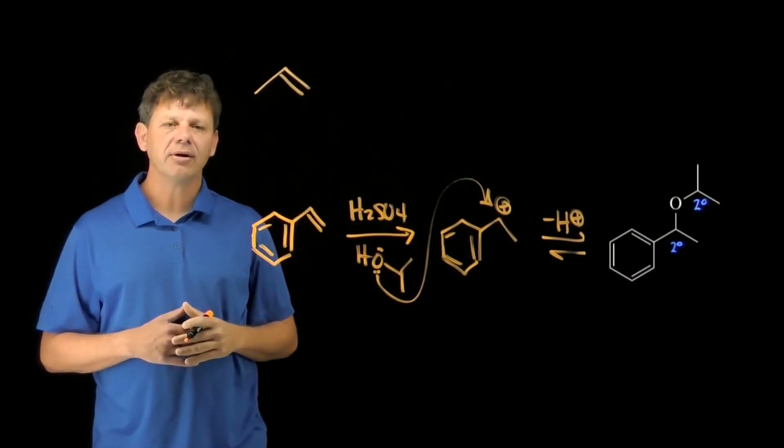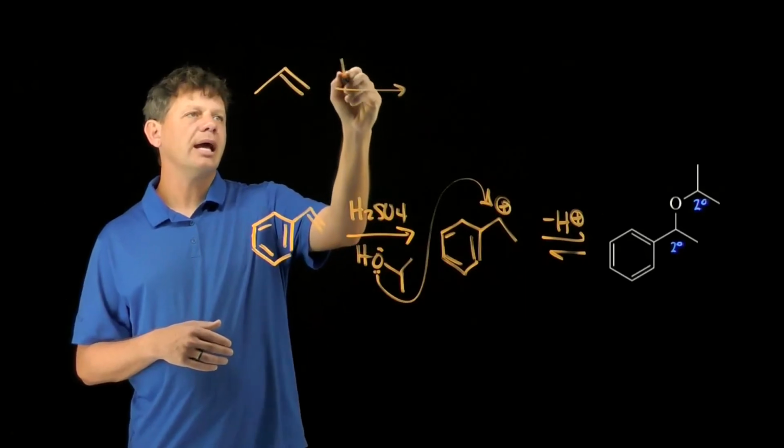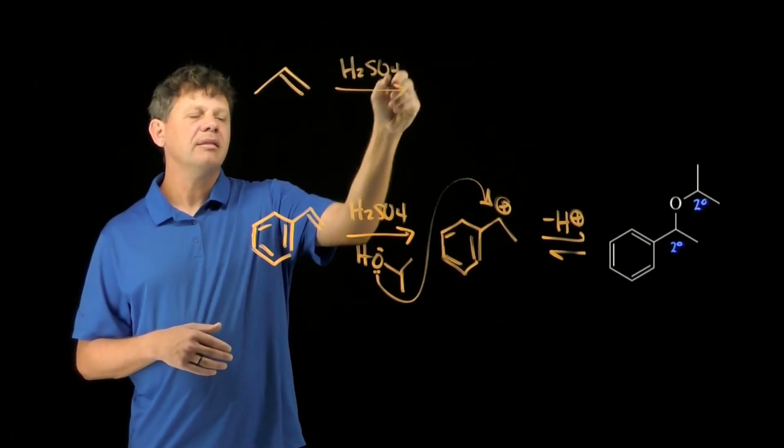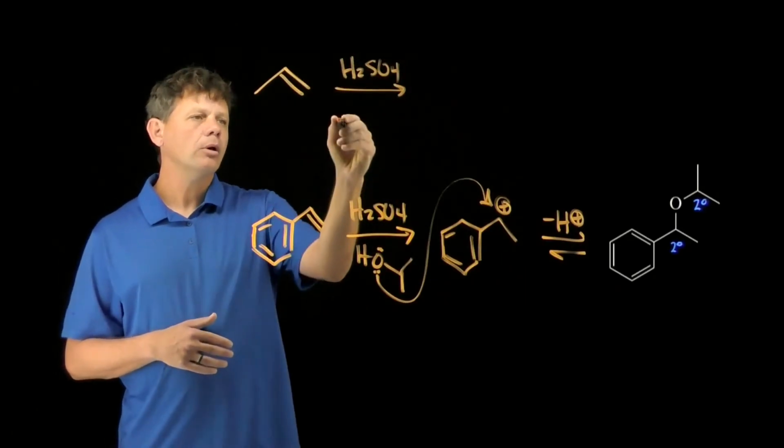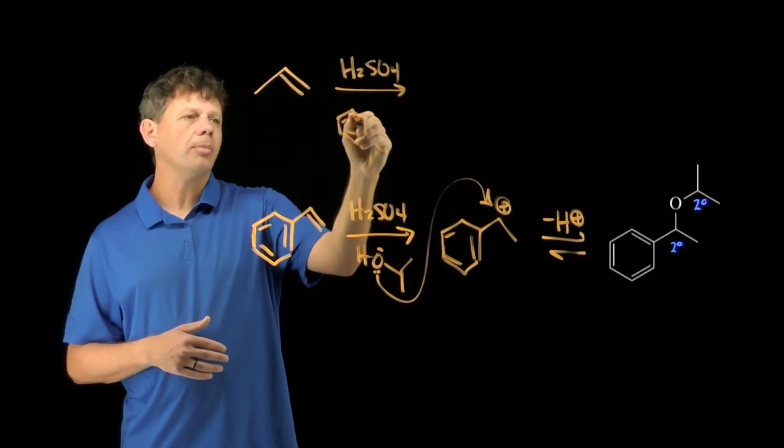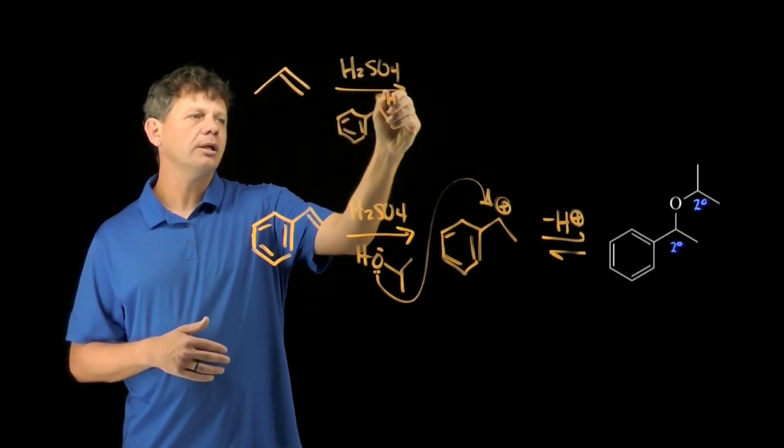Instead, start with this alkene. Once again, react it with sulfuric acid. The alcohol we're going to use now will be the other alcohol partner. So this one here.